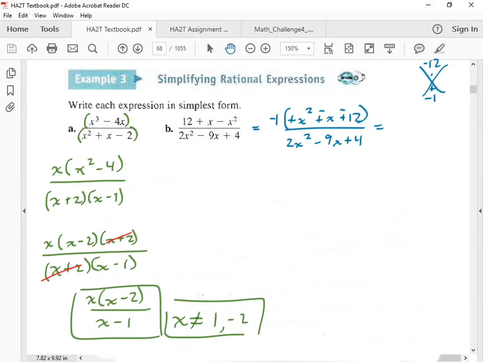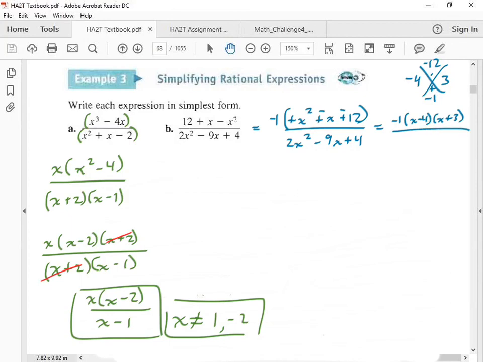Alright, so we got 4 and 3, and the 4 is the one that's going to be negative, so that we get a negative 1 when we add them together. And so now I have negative 1, and then x minus 4, and x plus 3.